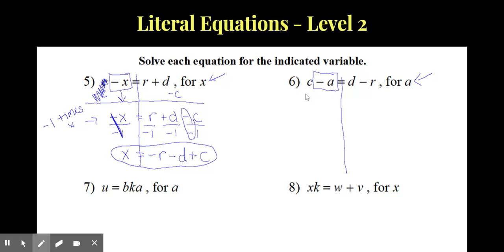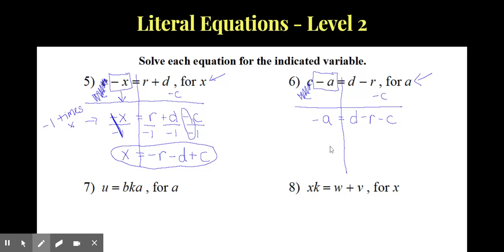Outside of the box, I have a positive c. How do I move a positive c to the other side of the equation? By subtracting, so minus c on both sides. On the left-hand side, my c's will cancel. Drop down negative a equals d, r, and c. None of those are like terms, so I just write what I see in order. So d minus r minus c.